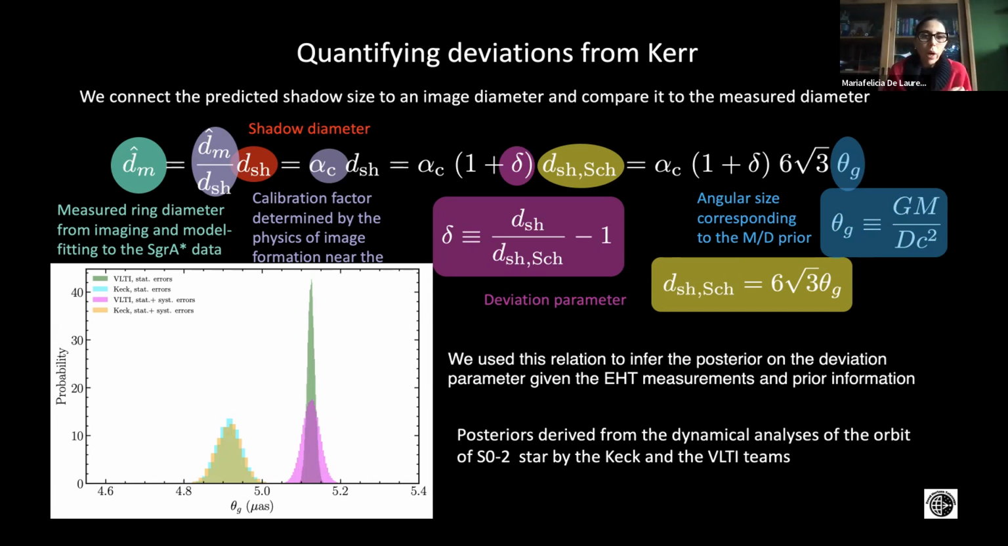The priors were derived from the dynamical analysis of the S2 star orbit by Keck and VLT. As you can see here, there is a discrepancy between the two values of about 4%, so we had to use both to be sure about our calibration analysis. Go ahead.